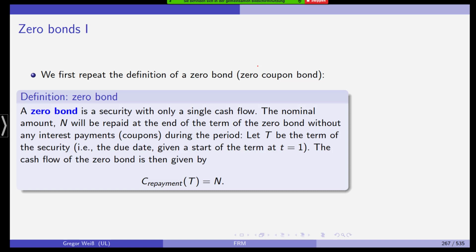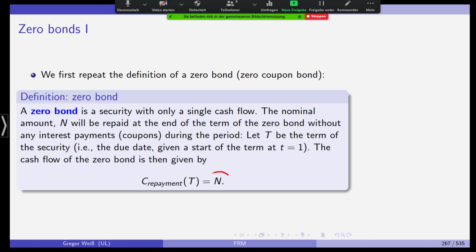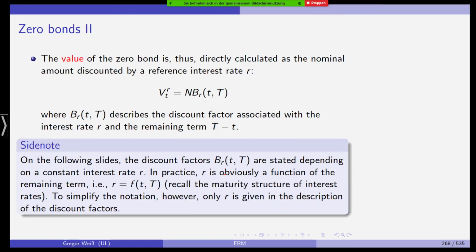So if capital T is the term of the security, the due date, maturity, given a start date at small t equal to 1, then the cash flow is simply given by the repayment in capital T, which is large N. So that's the notional amount. Now, the value of the zero bond is quite easy to calculate. You simply take the notional value and discount it using a relevant discount factor, a relevant interest rate.